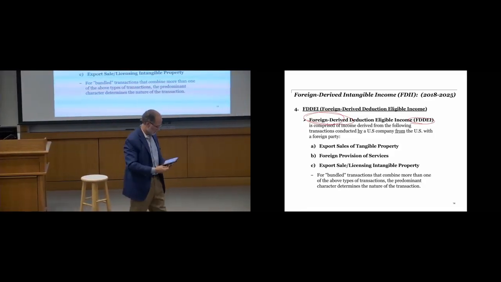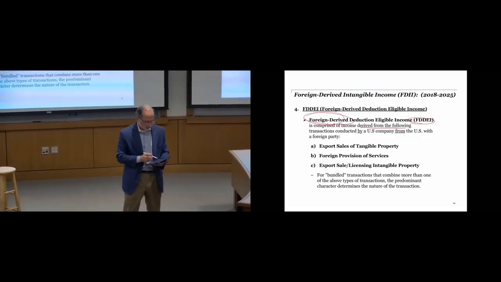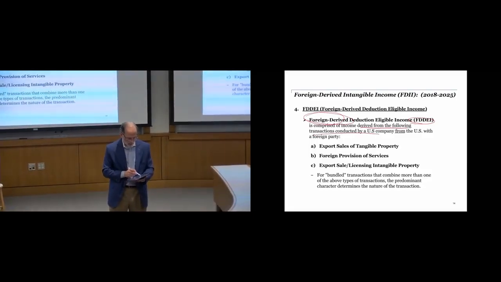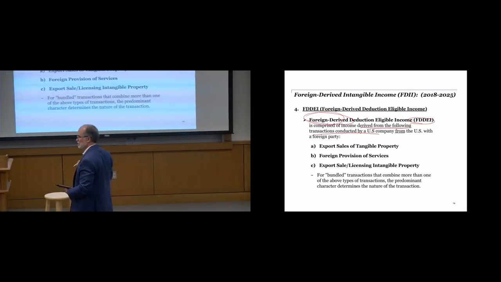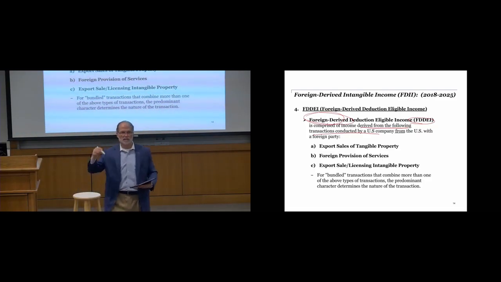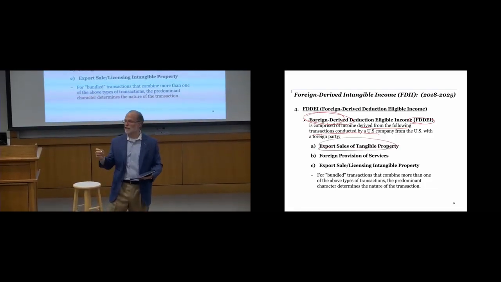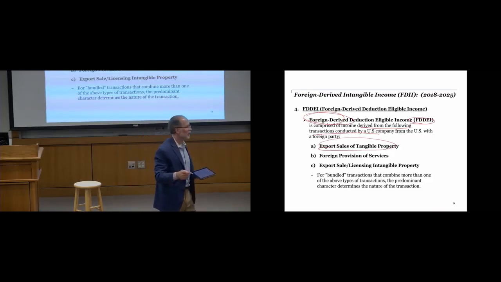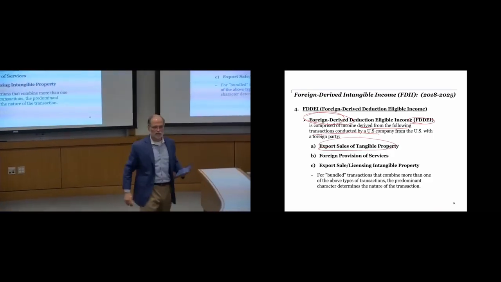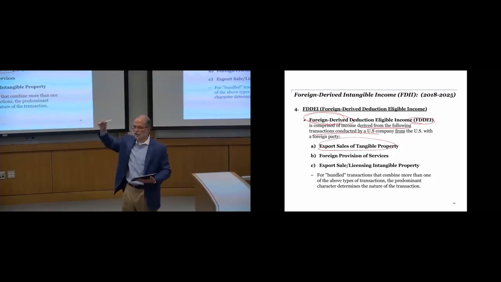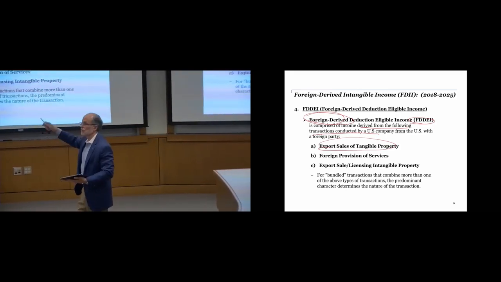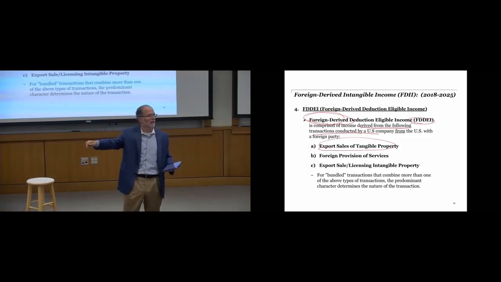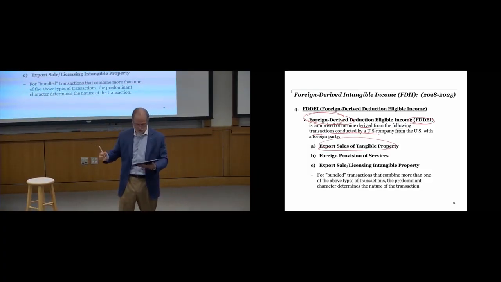So now I'm honing in on transactionally, what am I looking for that I'm going to assess a lower rate of tax on? Okay. So it's comprised of income derived from the following transactions conducted by a U.S. company from the U.S. with a foreign party. I have to be doing this directly from the U.S. So export sales of tangible property. Think of inventory. I make things in the United States and I have a foreign market for it. I need to sell to that foreign customer. That is foreign derived. That's clearly in the scope of what this regime is trying to do.